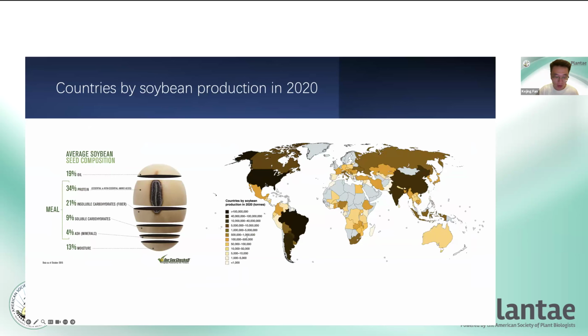Soybean is one of the most important oilseed crops. It contains 20% oil, 34% protein, and 21% fibers. It can be used as both food and feed. Soybean is widely planted around the world. America and Brazil have the largest soybean production. Soybean is a major global agricultural commodity with significant international trade. China is the world's largest importer of soybeans, with Brazil and America being the leading suppliers. This is why we study soybean in China.